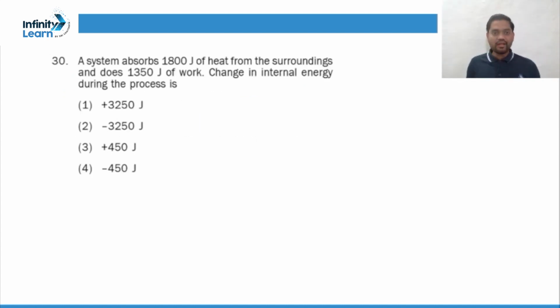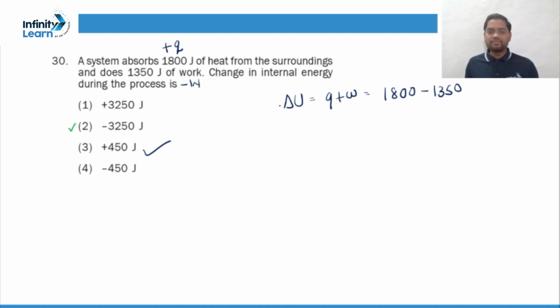30, a system absorbs 1800 joules of heat Q from the surroundings, does work. So work is what? Negative. Change in internal energy, delta U is equal to what? Q plus W. So it is 1800 minus 1350. So the difference is around 450 positive. So right answer is option number 3.